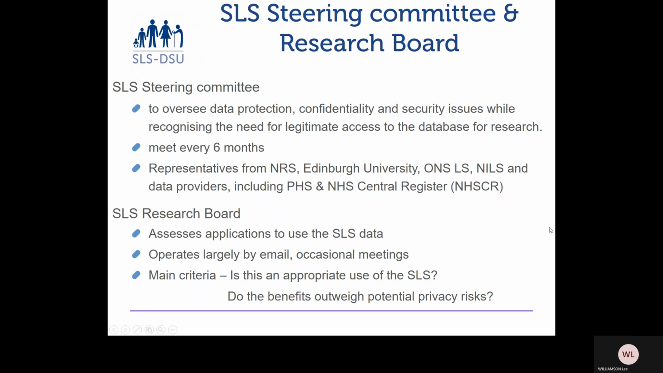So we have a steering committee that has representatives from all the data controllers and users. We have a research board that makes decisions on research use of the SLS.